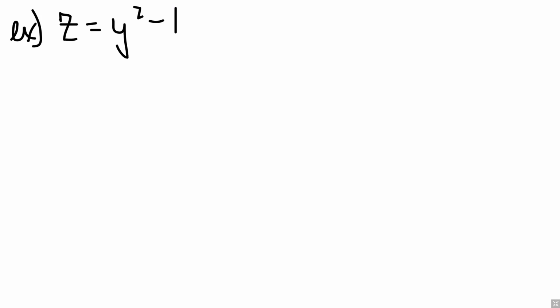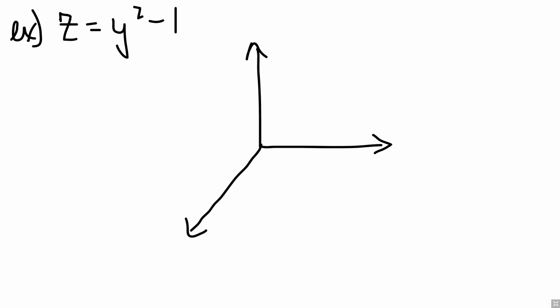y squared minus 1. Okay? So what we want to do is to graph this. All right, so if we are going to graph this, I'm going to do my coordinates. So I have x that's coming toward me, y to the side, z going up.